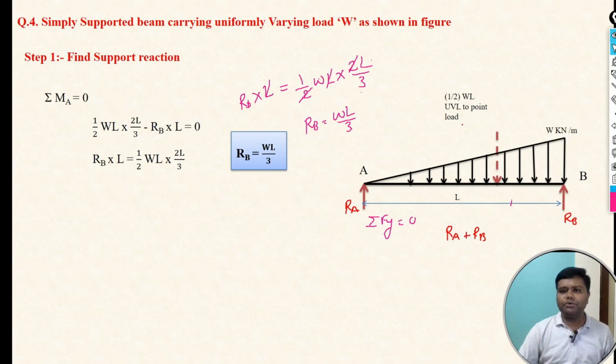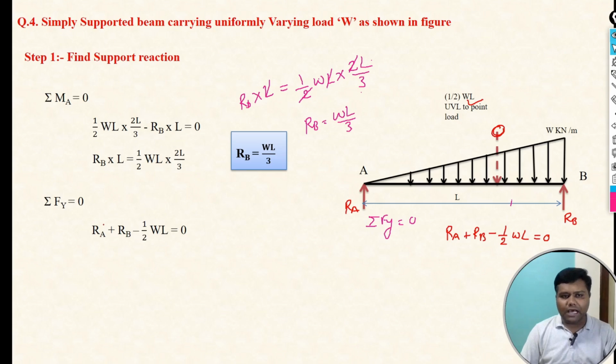But the W force we are considering here, the imaginary point load, is downward. So we can consider this point load as minus 1 by 2 WL. So summation Fy equals 0, that is Ra plus Rb minus 1 by 2 WL equals 0. Okay, now just solve it.